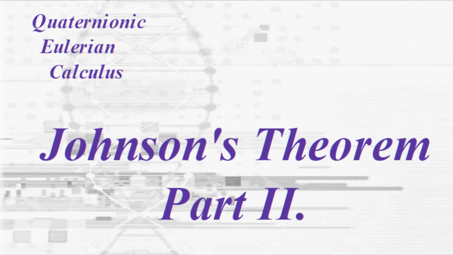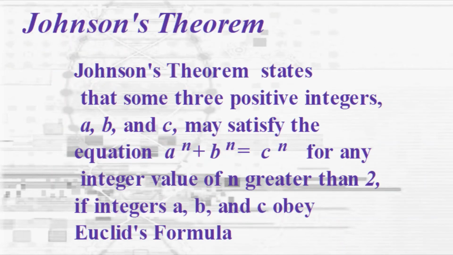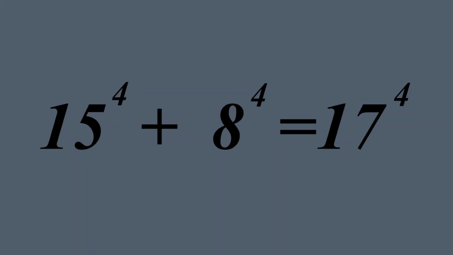Let's go back to Johnson's theorem. Some three positive integers a, b, and c may satisfy the equation a to the n plus b to the n equals c to the n for any positive integer value of n greater than 2 if integers a, b, and c obey Euclid's formula. And from Johnson's theorem, we may derive 15 to the fourth plus 8 to the fourth equals 17 to the fourth.